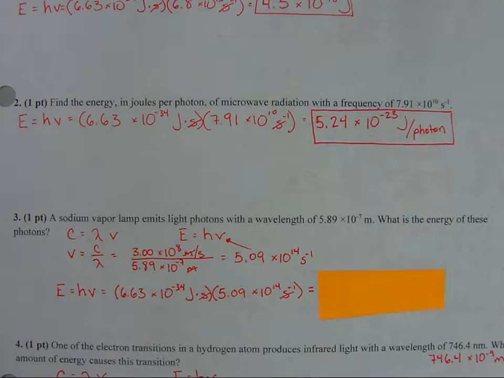Number 3, a sodium vapor lamp emits light photons with a wavelength of 5.89 times 10 to the negative 7th meters. What is the energy of these photons?